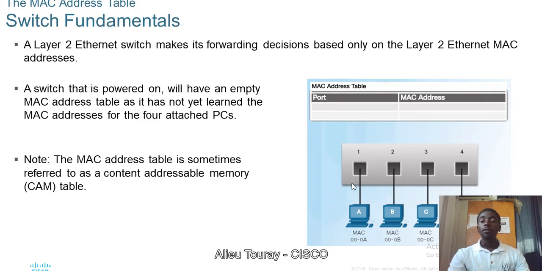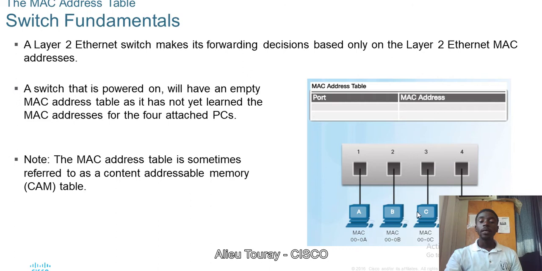So in that case, at the first go, the switch does not know about PC A, but because PC A tried to send a frame across the switch, the switch will first say, wait, I have to know about you first. So it will take note of PC A's MAC address and the port that it is connected to, for instance, port 1. And then it will flood this frame to all the ports 2, 3, 4 at the same time.